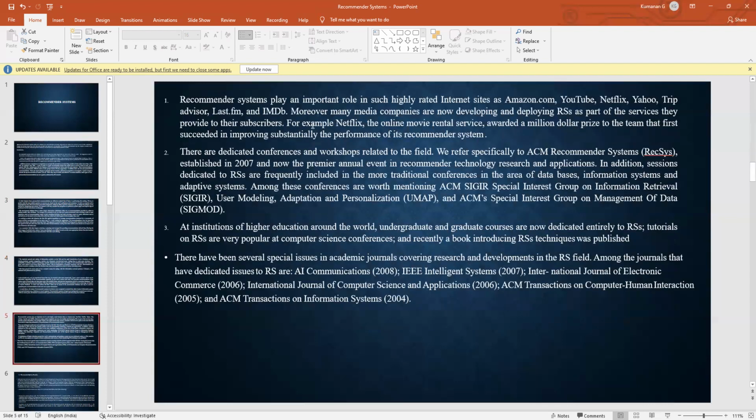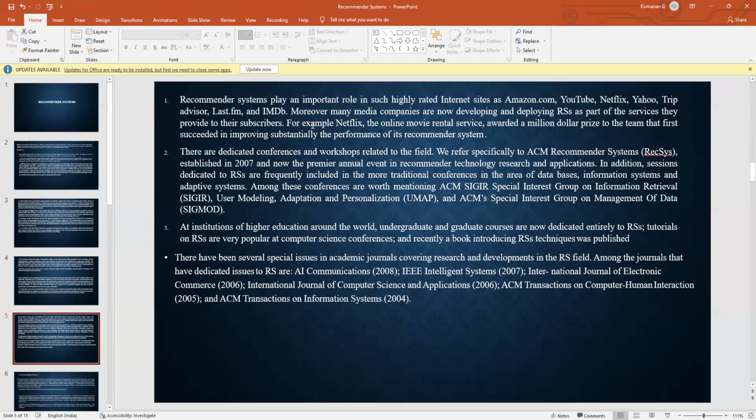Recommender systems play an important role in such highly rated internet sites as Amazon.com, YouTube, Netflix, Yahoo, TripAdvisor, Last FM, and IMDb. Moreover, many media companies are now developing and deploying recommender systems as part of the service they provide to their subscribers. For example, Netflix, the online movie rental service, awarded a $1 million prize to the team that first succeeded in improving substantially the performance of its recommender system.